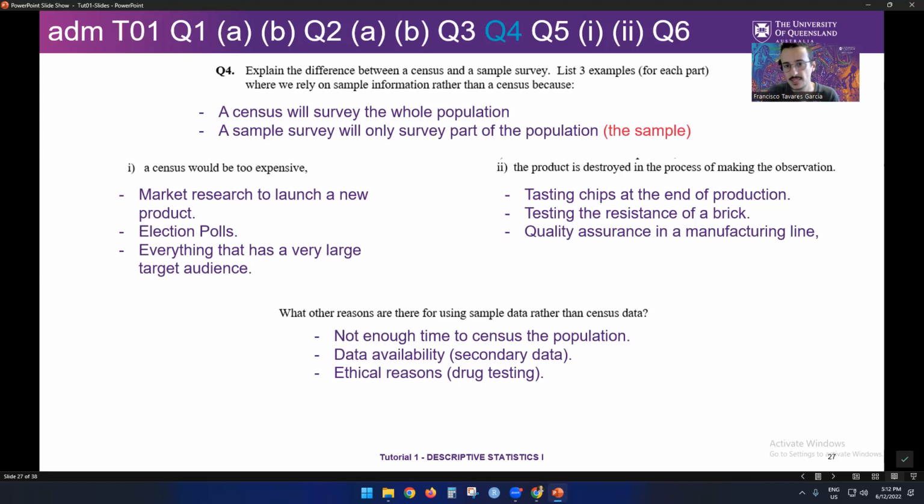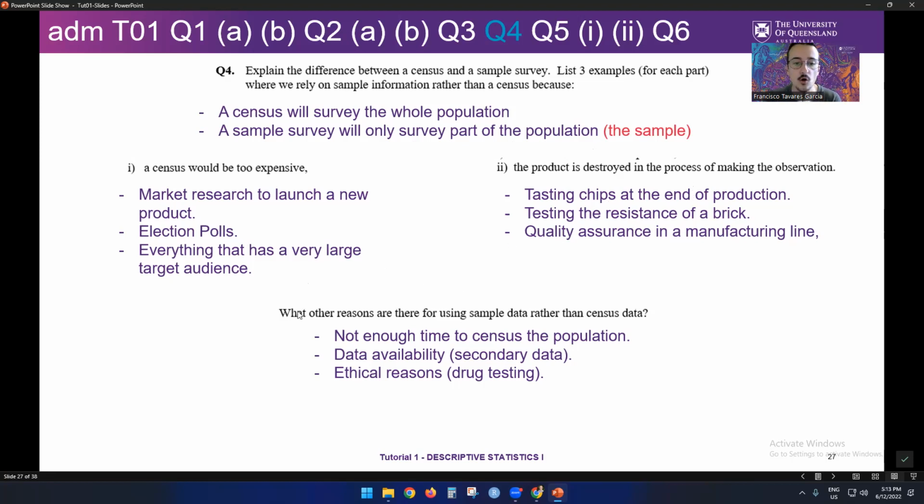On the other hand, here, things that are destroyed. Tasting the chips at the end of the production line. If you open everything to taste it, really crispy, you will end up without anything to sell in the end. It's the same example that Cole used, testing the resistance of a brick. If you're smashing a brick, making sure it's as resistant as it's needed, you can't smash the whole set of bricks that you're going to sell, right? And as a general thing, quality assurance in a manufacturing line pretty much summarizes most of the examples you're going to use for this question.